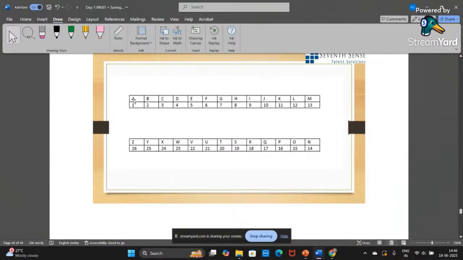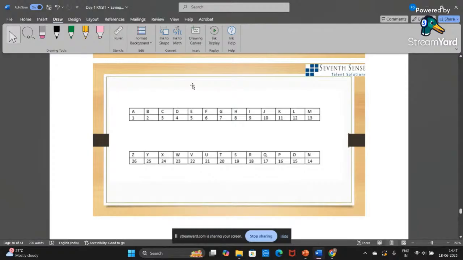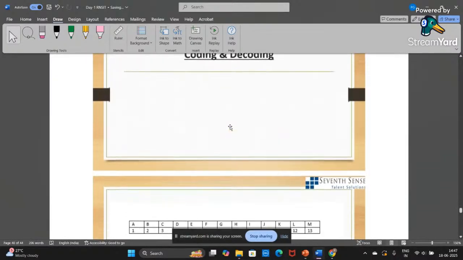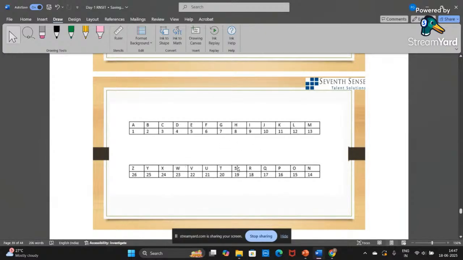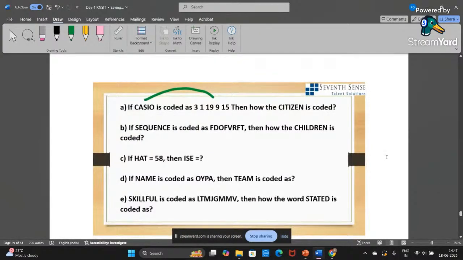See here, for C it is 3. For A it is 1. For S it is 19. For S, where is S? For S it is 19, right? And for I it is 9. For O it is 15. So we have decoded this now.